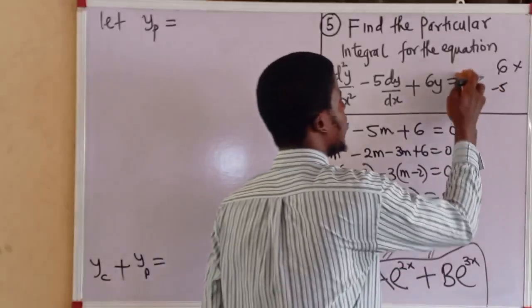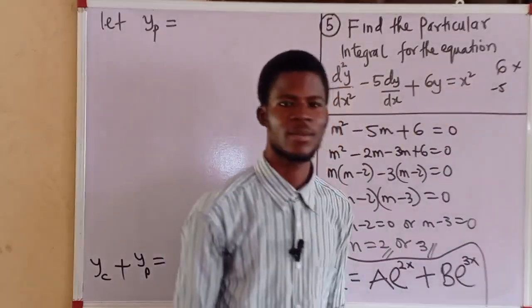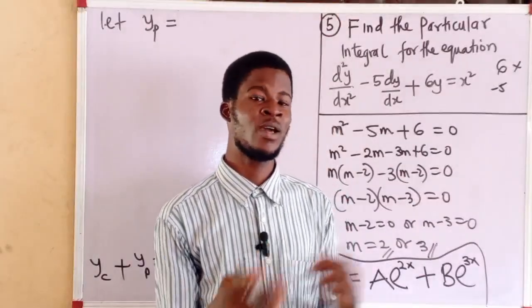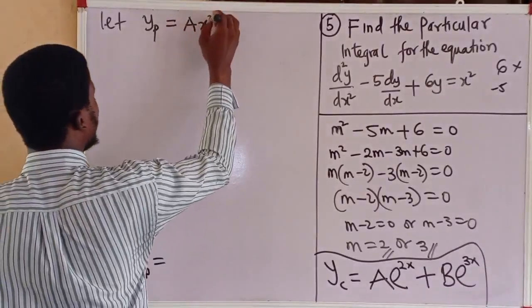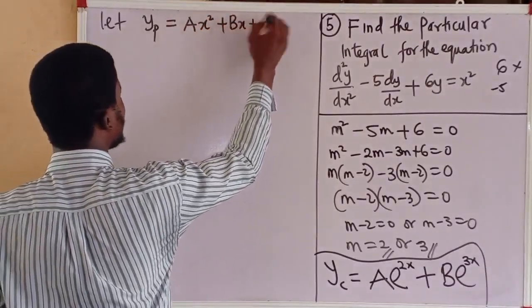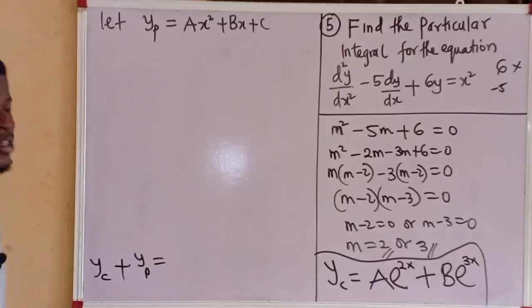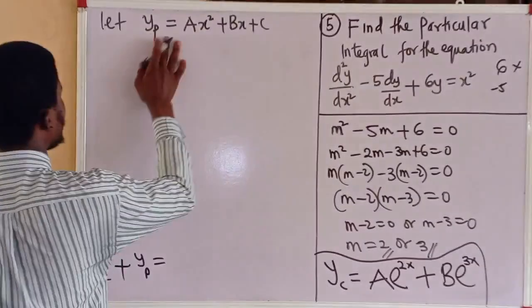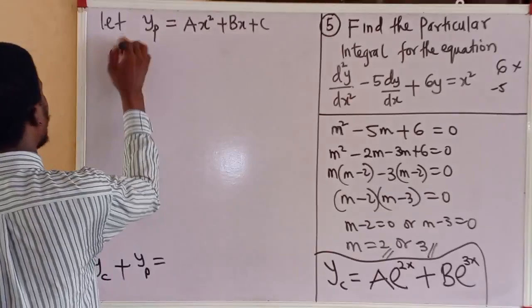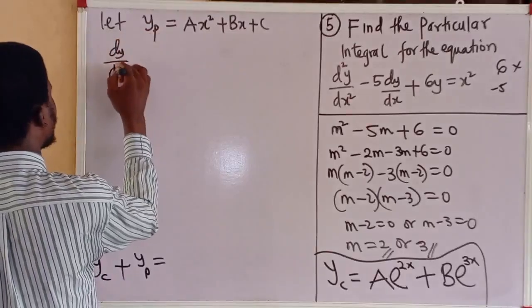On the right hand side, what do I have? I have x squared. So the particular integral for x squared is actually the polynomial ax squared plus bx plus c. Yes, this a and b are different from what is here anyways. This is for y. What is dy dx? Let me differentiate this now.